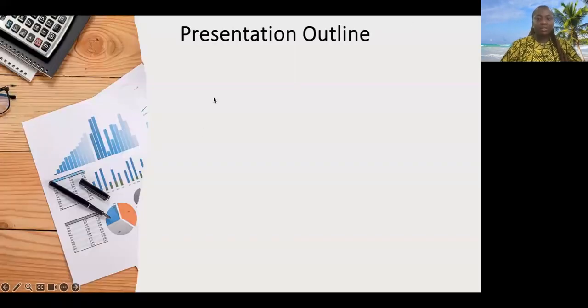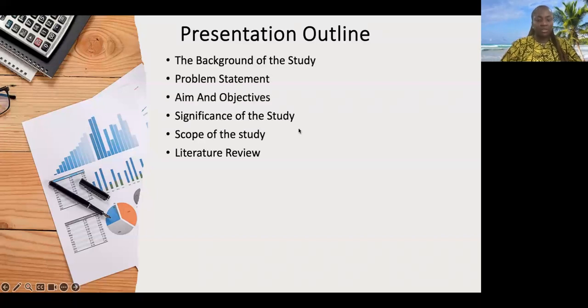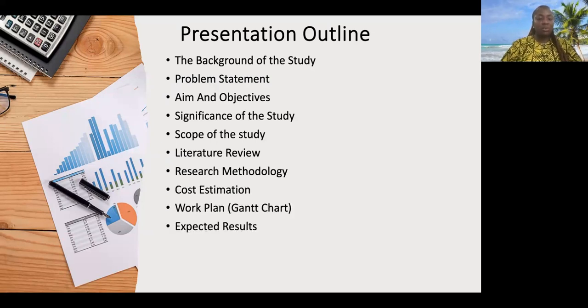Then after that, you need to put the presentation outline, which is as shown: the background of the study, problem statement, aim and objectives, significance of the study, scope of the study, literature review, research methodology, cost estimation, work plan, expected results, and project impact, and then your references.